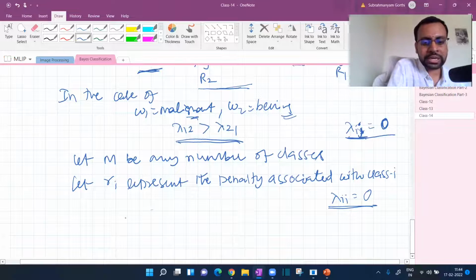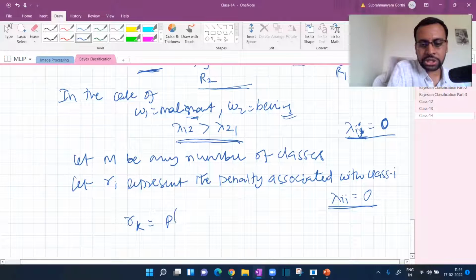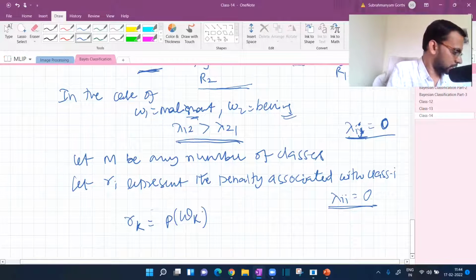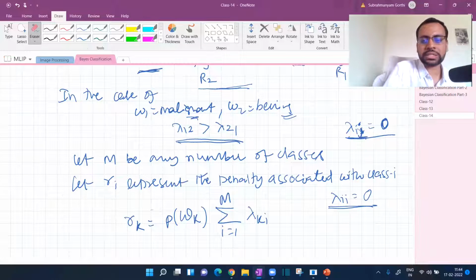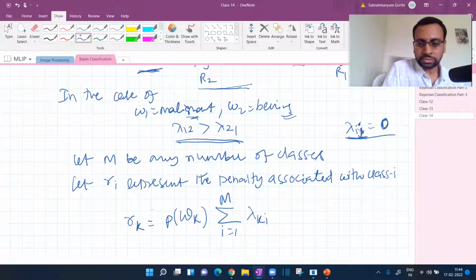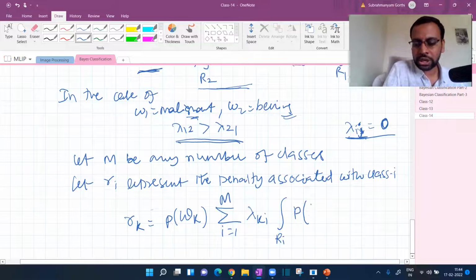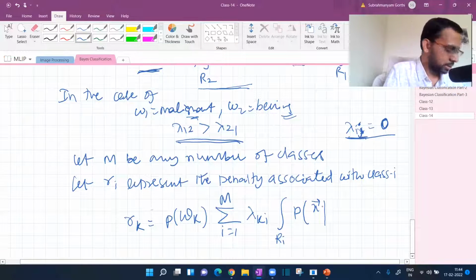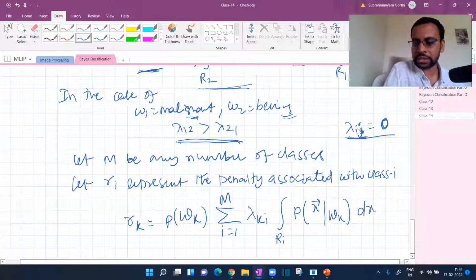So for the kth class, R k is called probability of omega k, into the sum over i equal to 1 to m, since there are m classes, of lambda ki, into the integral over R i of probability of x bar given omega k, d x bar. I'll just erase this here. You have already noted that, I guess.